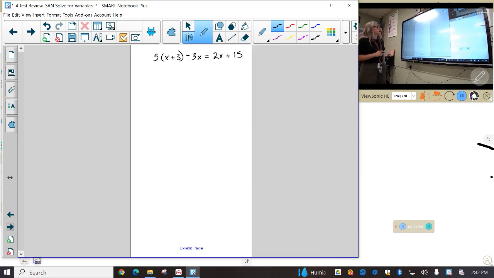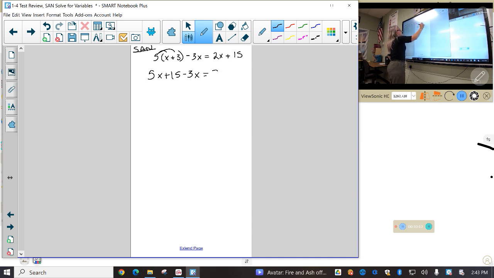All right, so this is a sometimes, always, never question. So is this equation sometimes, always, or never true? Well, we have to solve it first for x to see. I'm going to go ahead and distribute my 5 so I can combine my x's. So I have 5x plus 15 minus 3x equals 2x plus 15. Like terms gives me 2x plus 15 equals 2x plus 15.